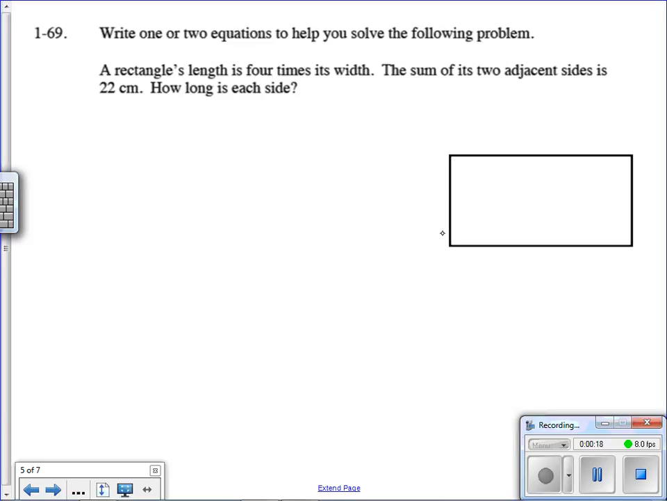So right here we have a rectangle. Our width will be the shorter side here. Our length will be the longer side. So this is going to be our width here. And this will be our length.